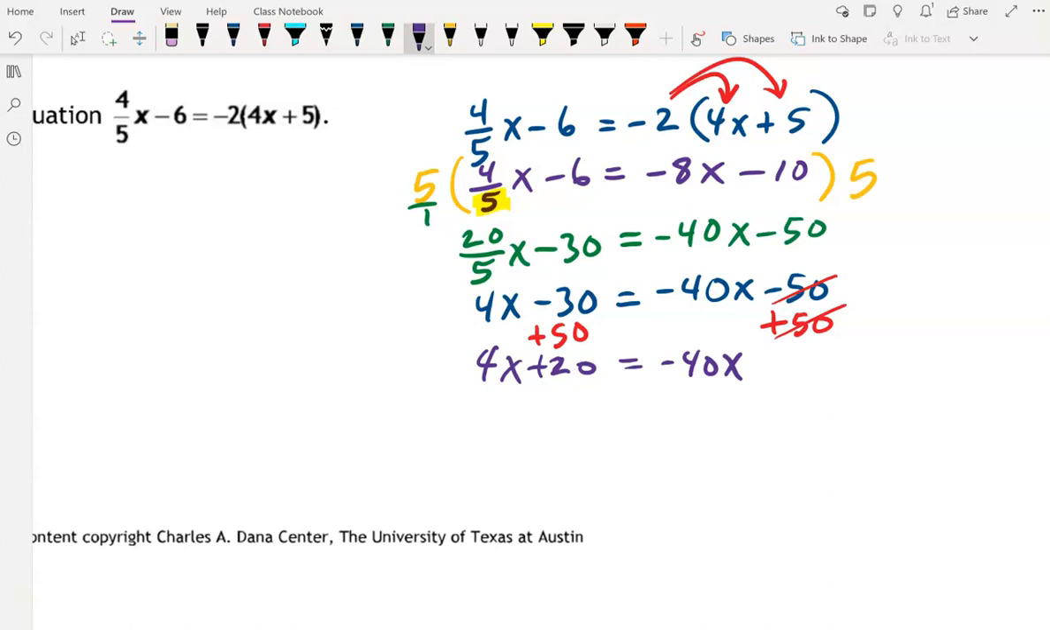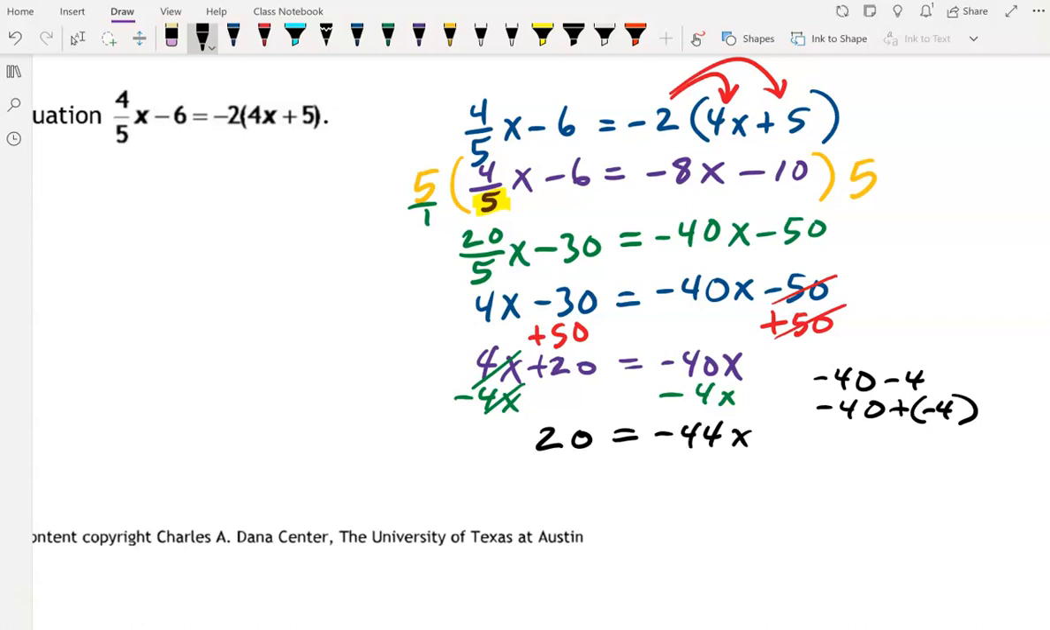And so now my next step is I am going to move my variables to the other. So I'm going to subtract 4x from both sides. And when I do that, that one and that one are gone. And I am left with just 20 on this side, and negative 40 minus 4x. Please remember that when you're subtracting, you're adding the opposite. So negative 40 minus 4 is the same thing as negative 40 plus negative 4. I'm adding two negatives now. That's negative 40 plus negative 4. That's negative 44.